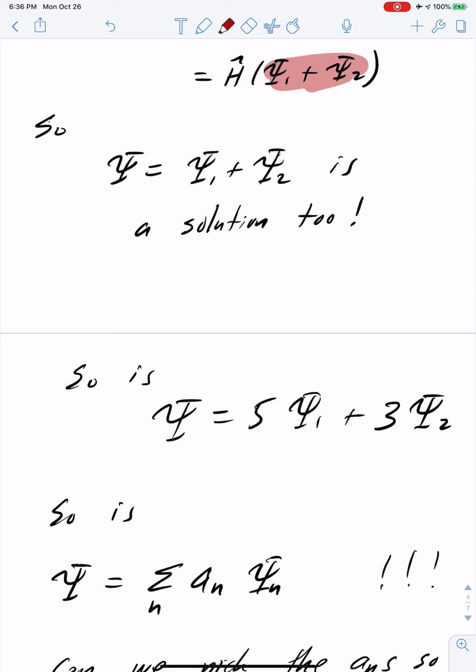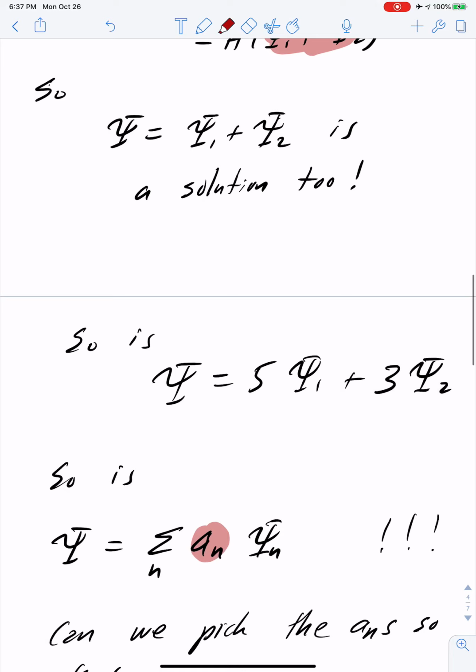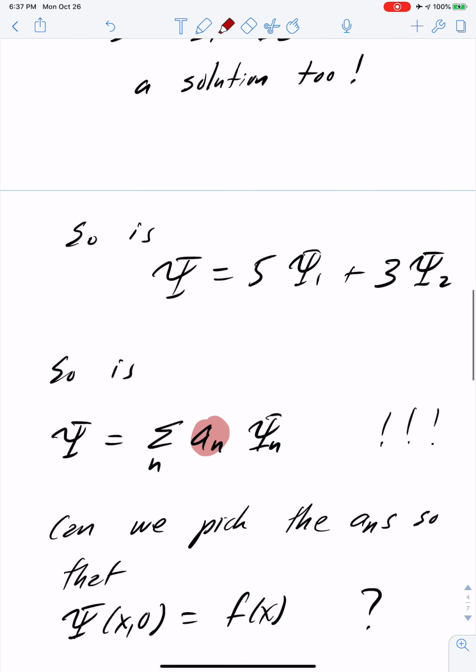So that seems like we're getting someplace. We've got quite a bit of options here. We can pick any set of these a sub n we want. So the question is, can we pick those a's so that it's the solution we want? That is, at t equals 0, does it give us f of x?